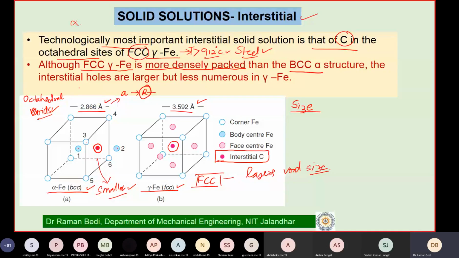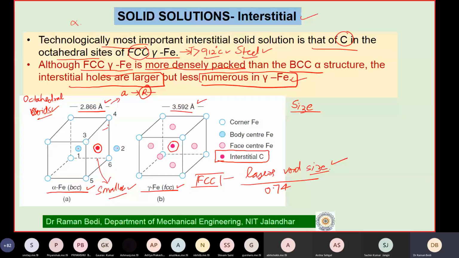The interstitial sites are still larger in the case of FCC, although it has a higher density, a higher packing factor. It has a 0.74 packing factor, whereas for BCC it was lesser than this. But the number of interstitials is now less. The number of interstitial sites is more in the case of BCC, and here we have fewer sites as compared to your BCC structure. And this will tell me why the solubility limit is different for different types of crystal structure.